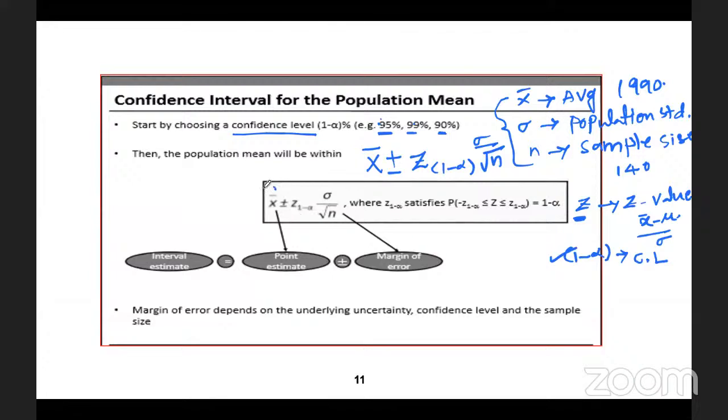Out of this, x bar is called the point estimate. Point estimate means the average of the sample data. And this other term is called the margin of error. That means in estimating the interval for the population, how much error we are committing. That is the margin of error, and z relates to the probability of committing this error. So that gives us the interval width.